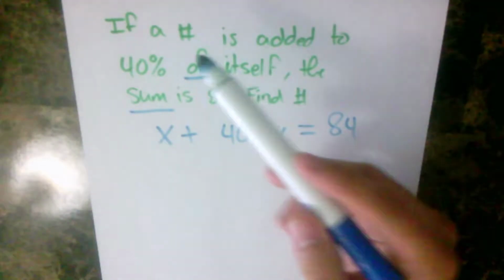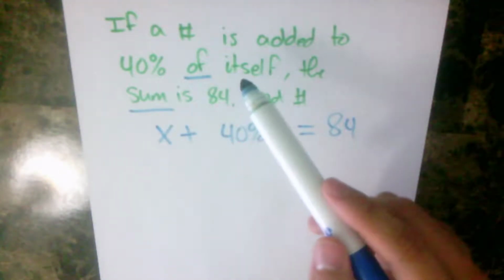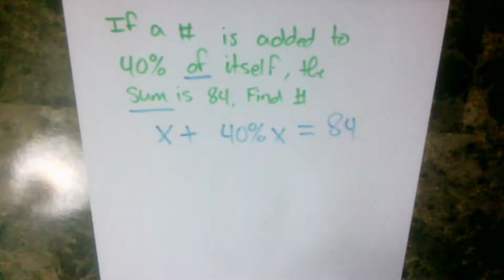And you are going to get numbers like this, so I will do something like if a number is added to 80% of twice itself or something like that. I don't know. And then the sum will be 50. So then we'd have to find that number.